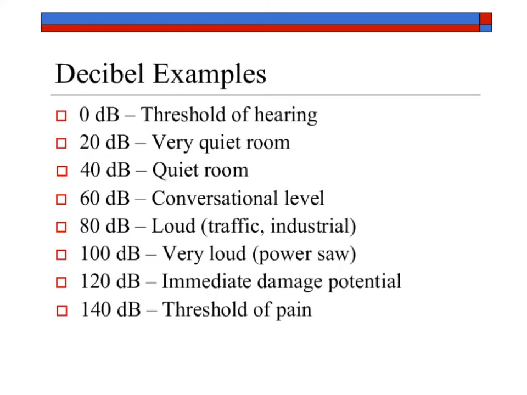Jumping up another 20 decibels to 60 is approximately a conversational level. This is the level that if we typically hear each other talking, that you would set the radio or the television to for a comfortable level, 60 decibels, maybe as much as 65 decibels. Of course, if you have a hearing impairment, you might set it quite a bit higher than this to be able to hear it well.